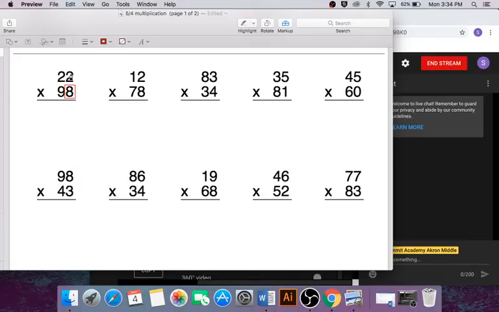And so we start with 8 times 2. 8 times 2 is 16. So we put down the 6 and we carry the 1. Then we have 8 times 2 again. 8 times 2 is 16, plus 1 is 17. So we make sure we line up our numbers in the columns of place value.